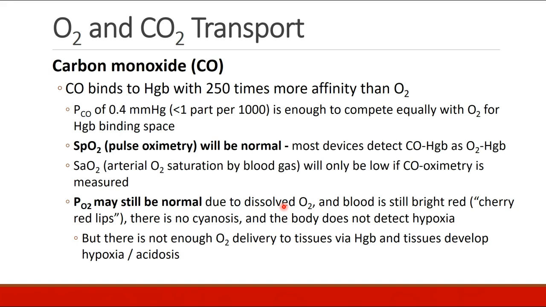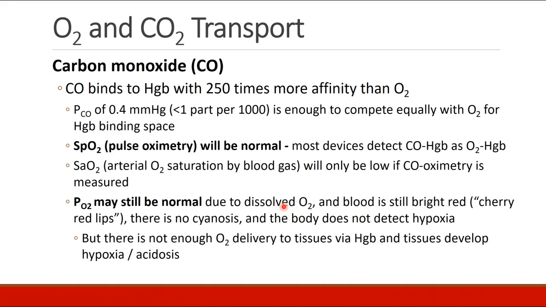Remember that these patients very possibly will still have a normal PO2 because they have lots of dissolved oxygen, and so their partial pressure of oxygen in the blood may be unchanged. And their blood will still be bright red. In fact, a hallmark of carbon monoxide toxicity is cherry red lips. These patients don't have cyanosis.